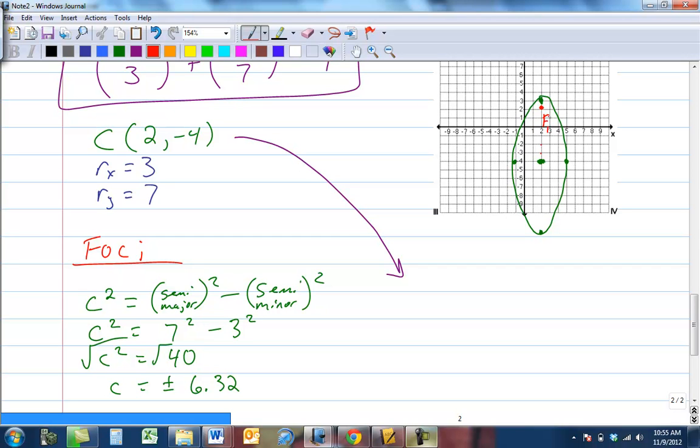Now what are the coordinates of that? Since we went up, the x coordinate didn't change, right? F1 is the coordinate 2, comma, and we're adding 6.32 to negative 4, so it's going to be 2.32. And then F sub 2, the x coordinate does not change, but it's going to go down 6.32 units. So this is F2, and that's going to be negative 10.32. All right, we did negative 4 minus 6.32, and that's where the coordinates of F sub 2 came from. We're going to do a bunch more of these. Smith out!